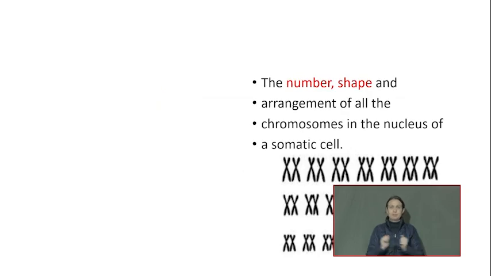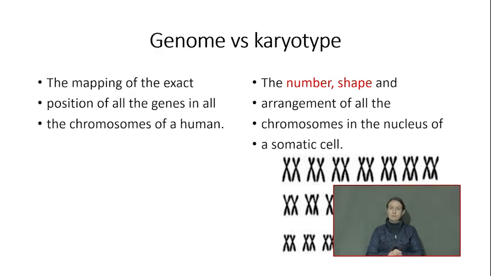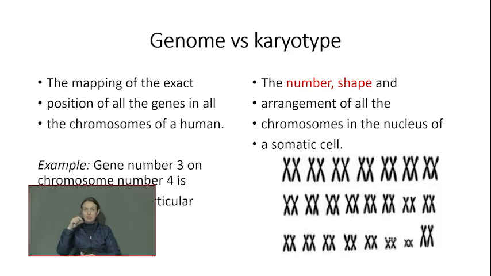Then this one is a karyotype. Know what a karyotype is. A diagram which shows the arrangement of chromosomes according to their number and shape in the nucleus of a somatic cell. So know what a karyotype is. The origin of the chromosomes. If we have chromosome 23, we know that one chromosome is from the mother and one chromosome is from the father. Then this is a genome. The mapping of the exact position of all the genes in the chromosomes of a human. It's a genome.